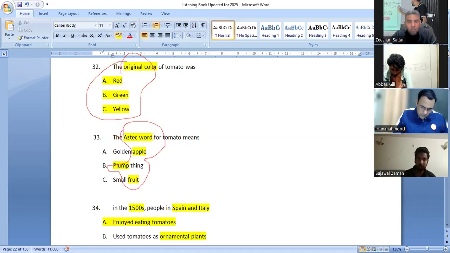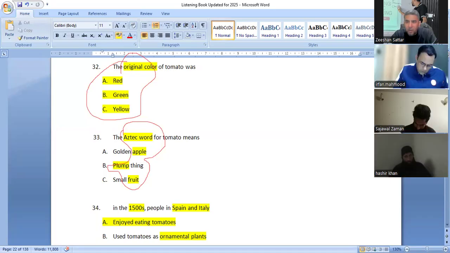When this small round fruit arrived in Italy, it was named golden apple for its bright yellow color. You'll notice I just called it a fruit. That's because a tomato is botanically a fruit. What is the answer?